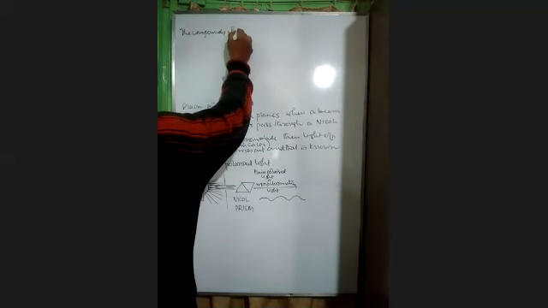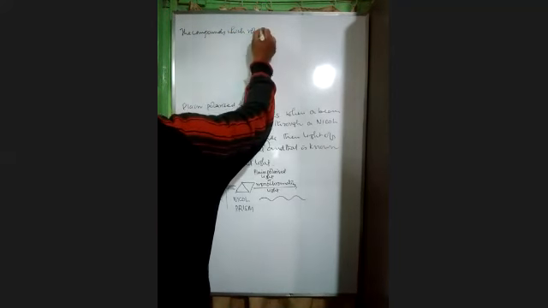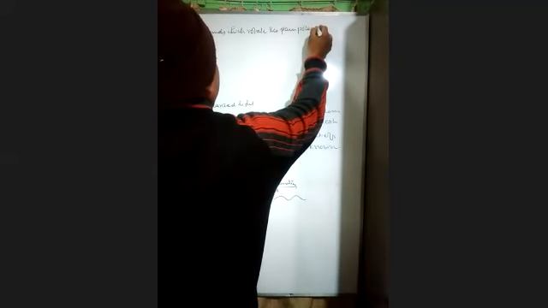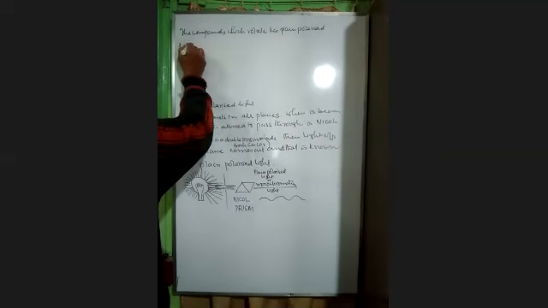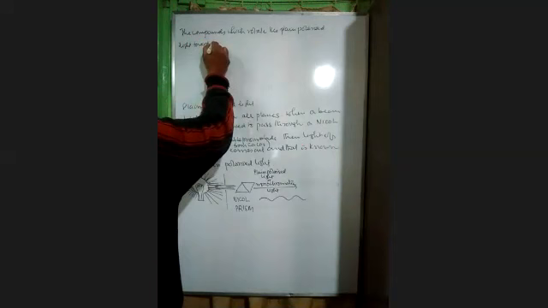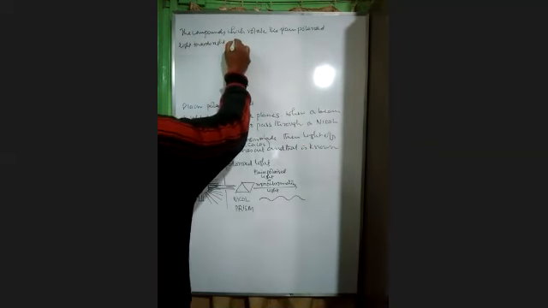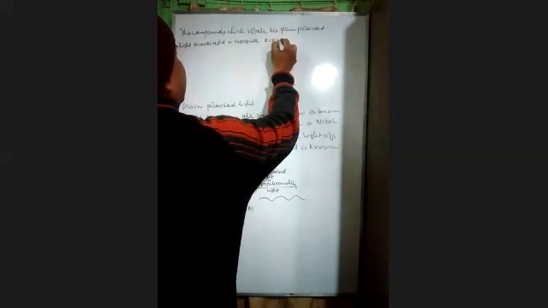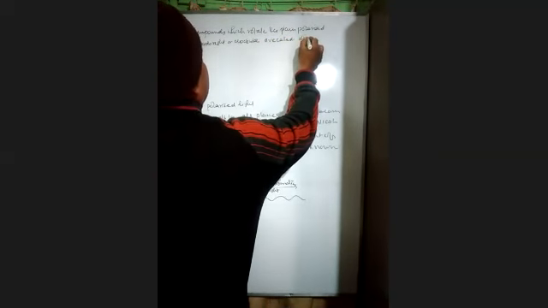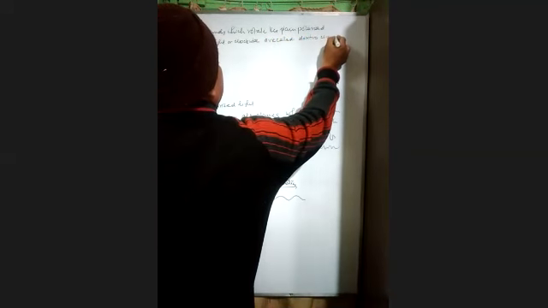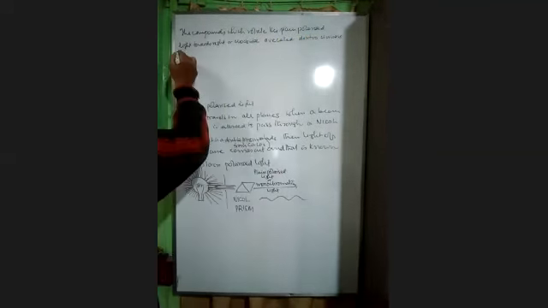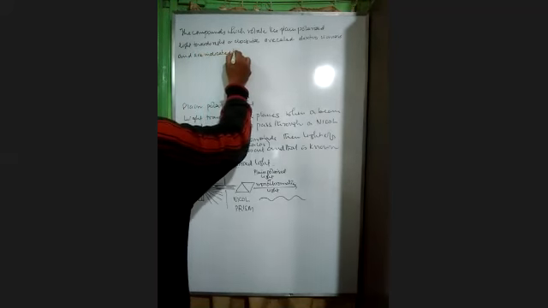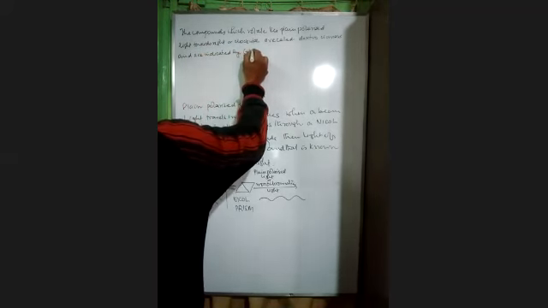The compounds which rotate plane polarized light towards right or clockwise are called dextro isomers and are indicated by plus or D.